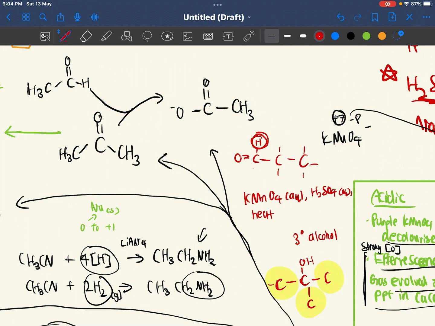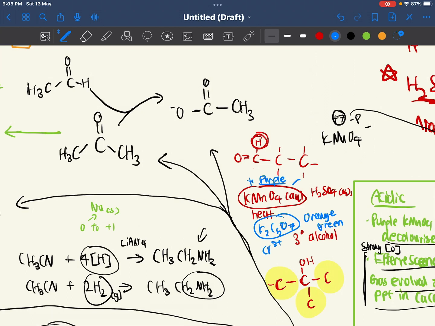So we can either choose potassium manganate or we can choose potassium dichromate. But please note the color change. If we use potassium manganate, the purple KMnO4 solution is decolorized. But if we use potassium dichromate, the orange dichromate solution is decolorized to form a green solution. That's with your chromium 3+ ions.